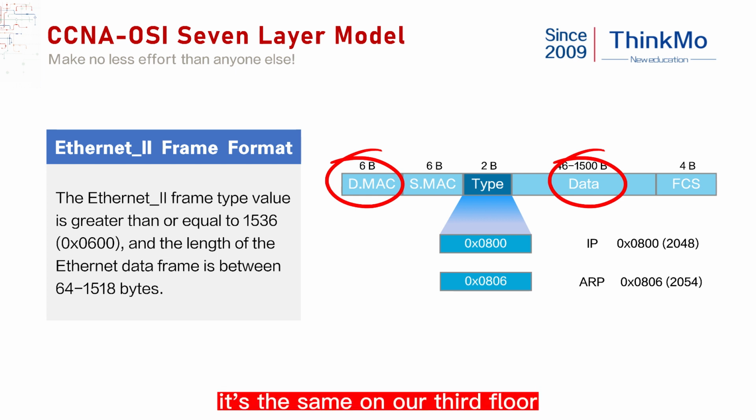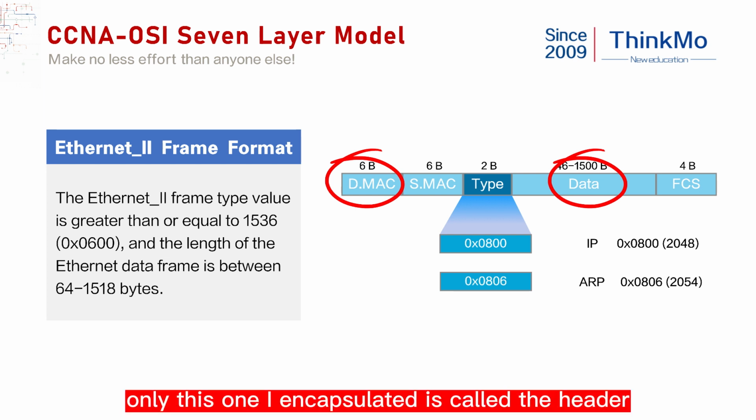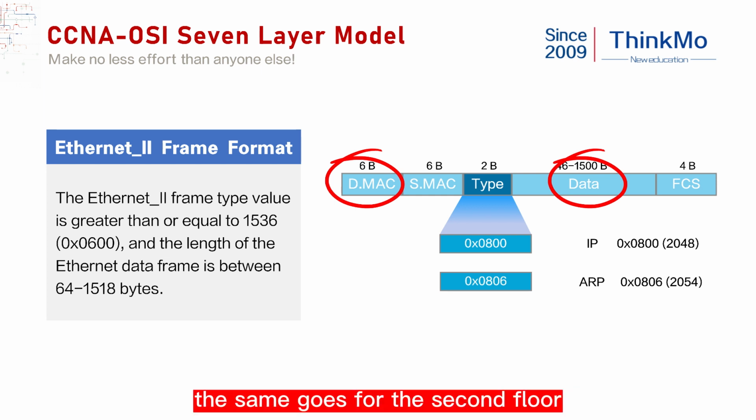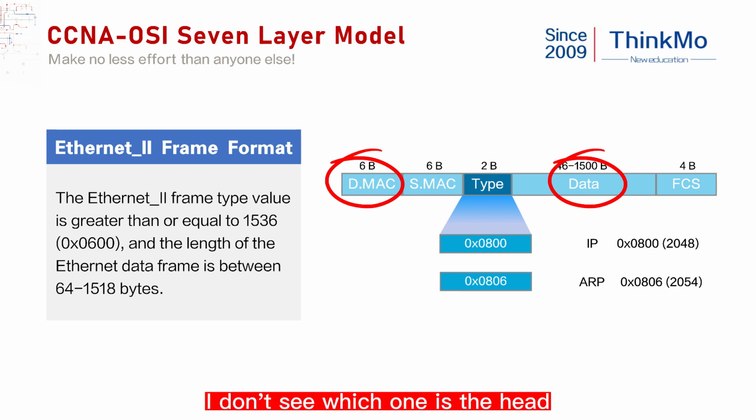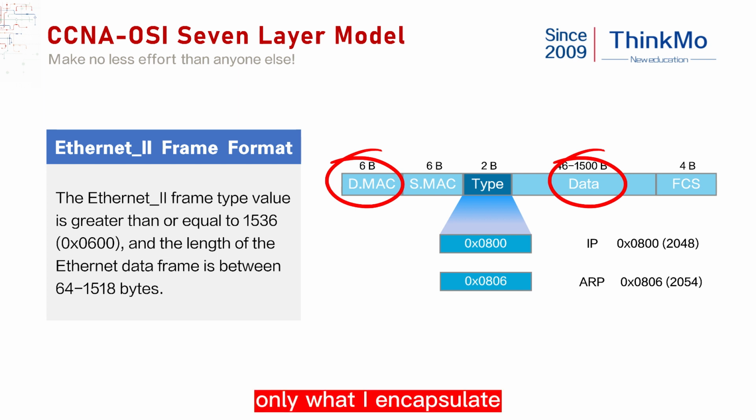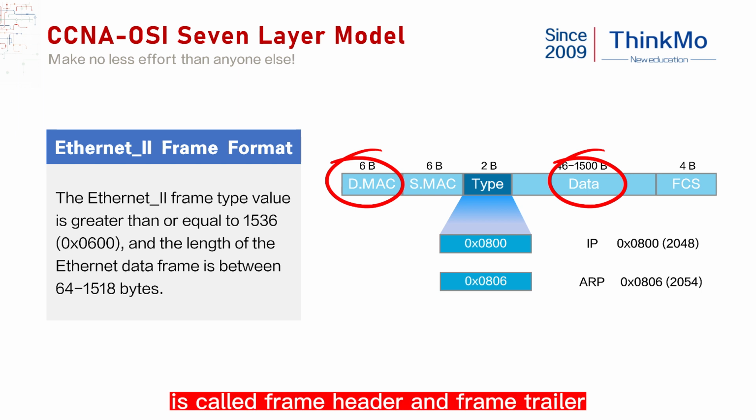It's the same on our 3rd layer. I will not go into the 4th layer's header. I just think you're full of data. Only what I encapsulated is called the header. The same goes for the 2nd layer. After a few layers of encapsulation above us, I don't see which one is the header. I think it's all data. Only what I encapsulate is called frame header and frame trailer.